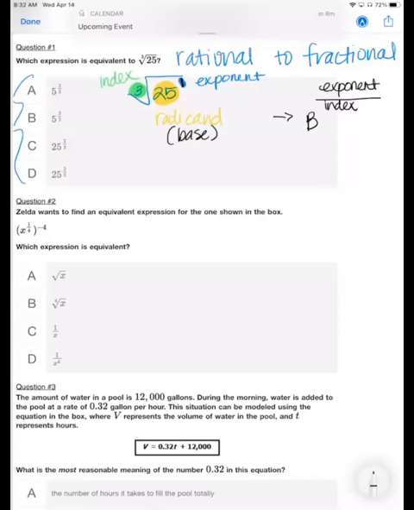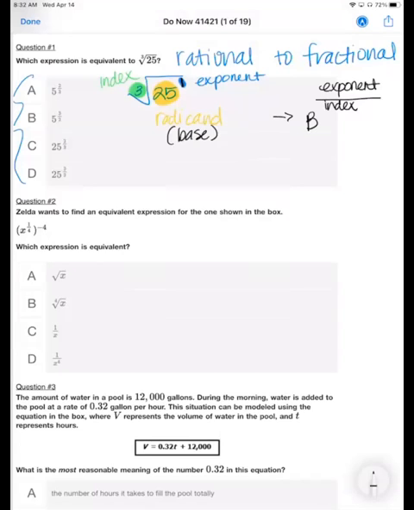All right, so we're going to go ahead and look at number one. It says, which expression is equivalent to the cubic root of 25? So we are not going to simplify this. We're simply looking for something that can be expressed as an equivalent.